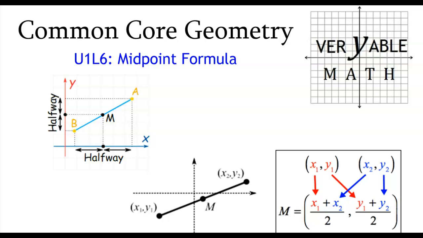Hello students, this video is for Unit 1, Lesson 6 in Common Core Geometry. This one is about the midpoint formula. We're going to be talking about how to find the midpoint of a line segment using a formula and the idea behind it. In other words, for any midpoint, it's going to be halfway in between the x values of the 2 points and halfway between the y values of the 2 points. That's the basis of this entire formula.